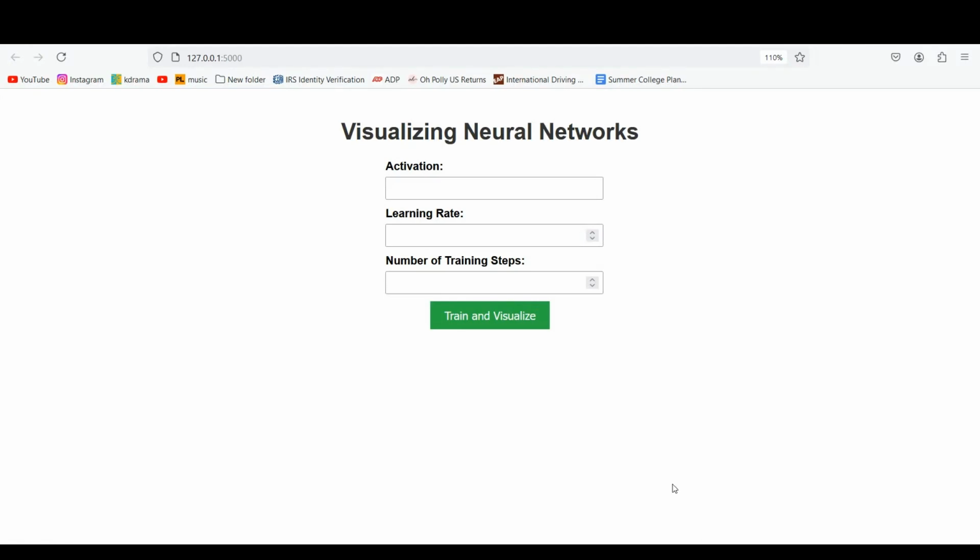Hi, and welcome to this demonstration of how a feed-forward neural network learns a circular dataset using different activation functions. Activation functions play a crucial role in determining how a network transforms and learns from data. For this demonstration, we'll focus on two activation functions, tanh and sigmoid.